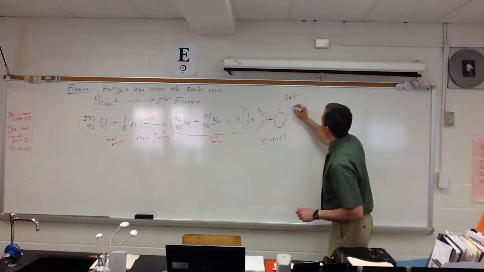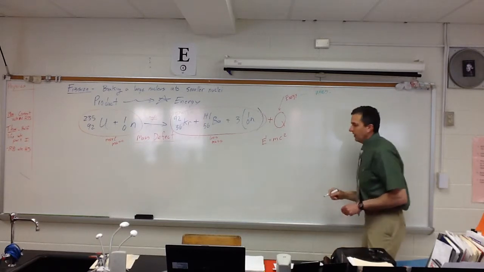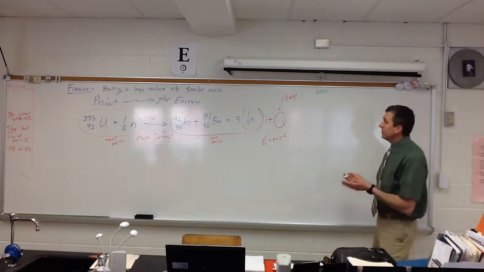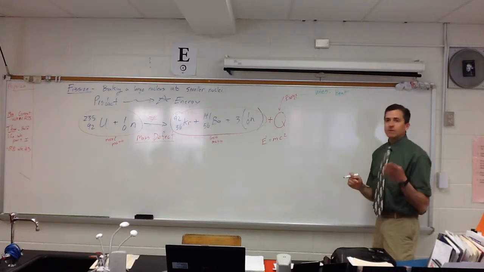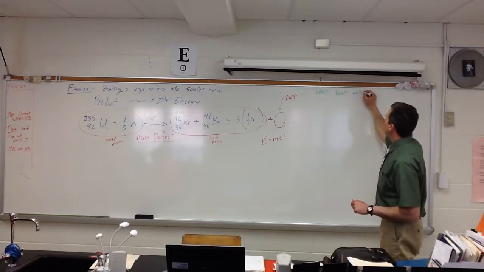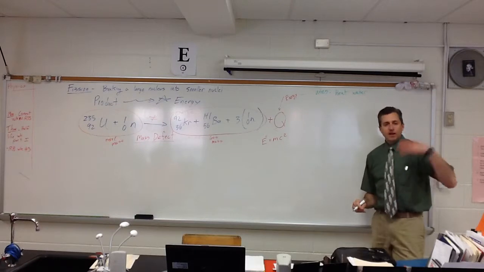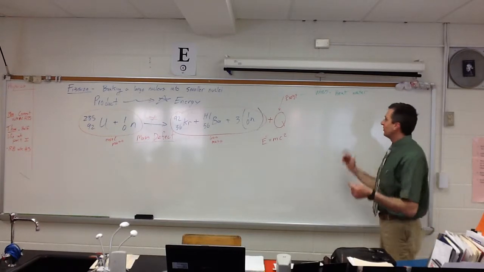How do we use this? Well, since you get a lot of energy, and the energy usually comes in the form of heat, the heat can be used to heat up water. And when you heat up water and it changes phase into steam, the steam can be used to turn a turbine.